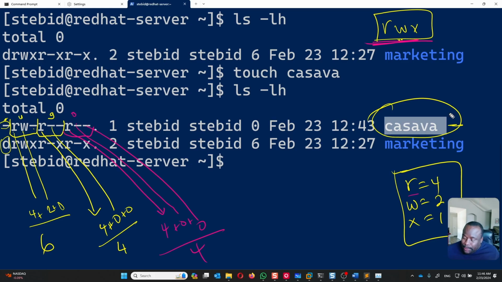So what is the permission on this file? Because it's a minus at the beginning, it's not a directory. This file called Cassava, the permission is 644. This first number is for the user, the next one is for the group, the next one is for others. It just tells you that the user has read and write. All others have just read permission, because read is 4.